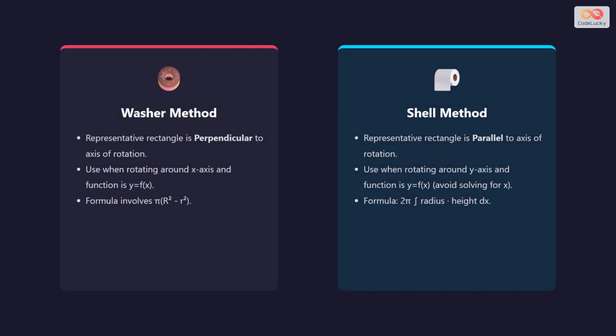To wrap up, remember the key difference. If your representative rectangle is perpendicular to the rotation axis, use the disk or washer method. But if your rectangle is parallel to the rotation axis, like we saw today, use the shell method. This is often much easier when rotating around the y-axis because you don't have to rewrite your function in terms of y.